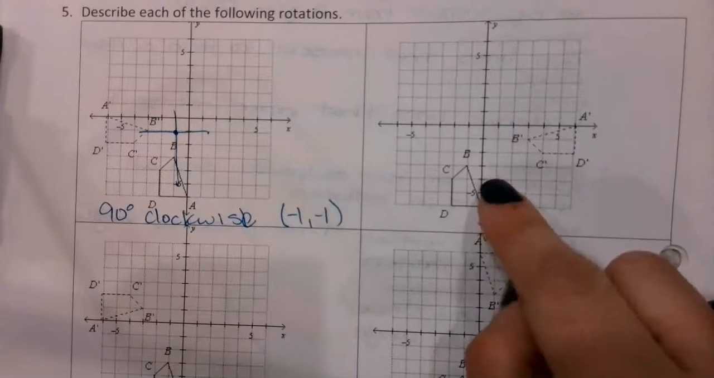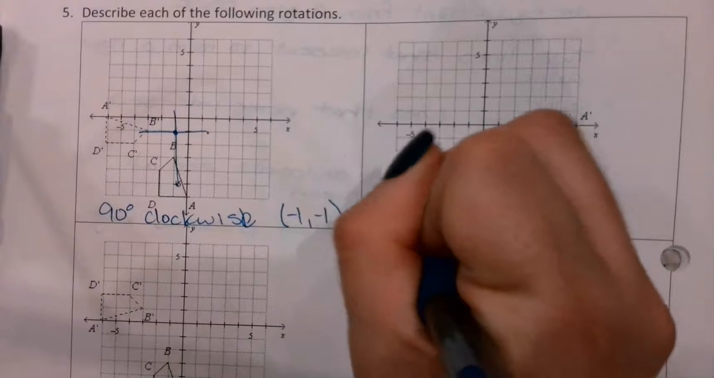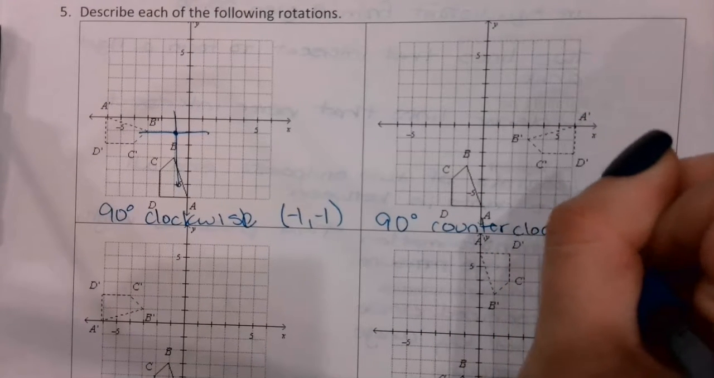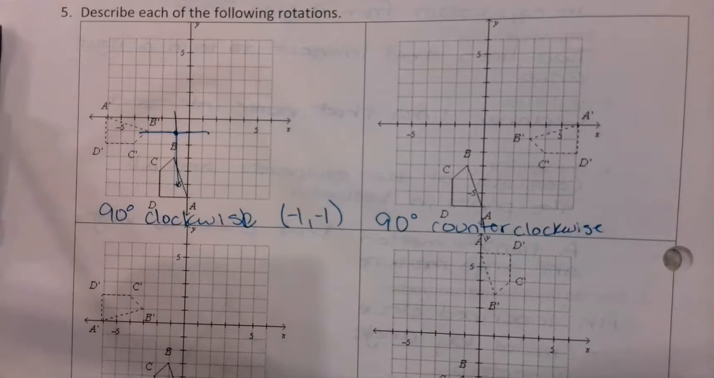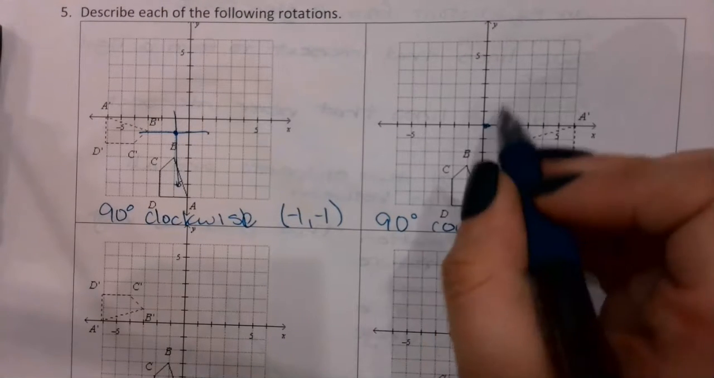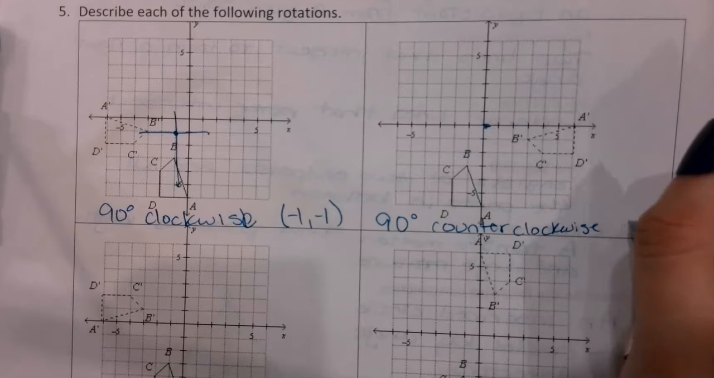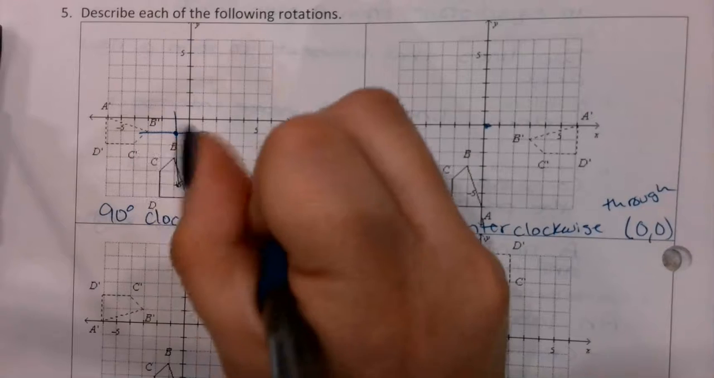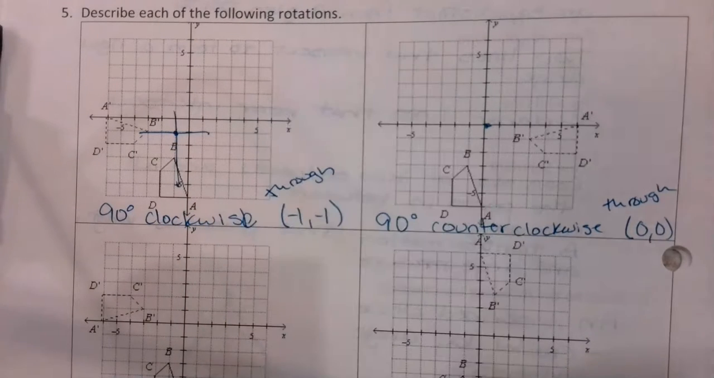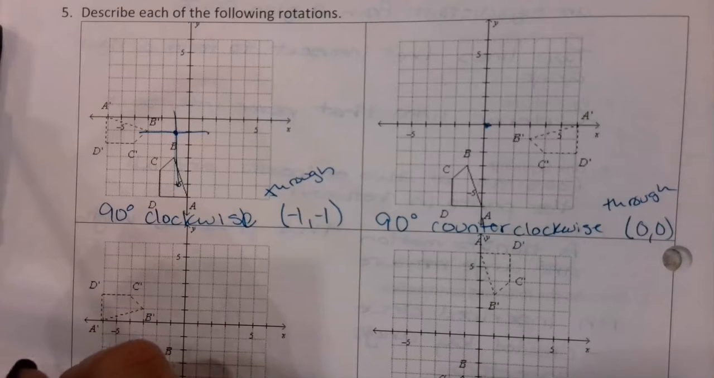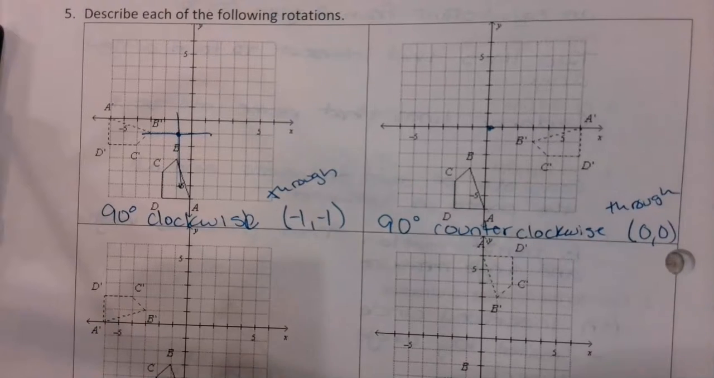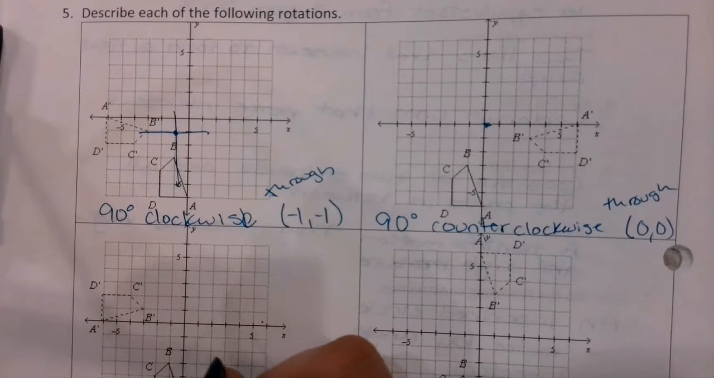Over here, it's going the opposite direction, so it's counterclockwise. And this time, it's going through here. I forgot "through" in both of the answers. Okay, over here, this one's going clockwise, and this one is also through 0, 0.